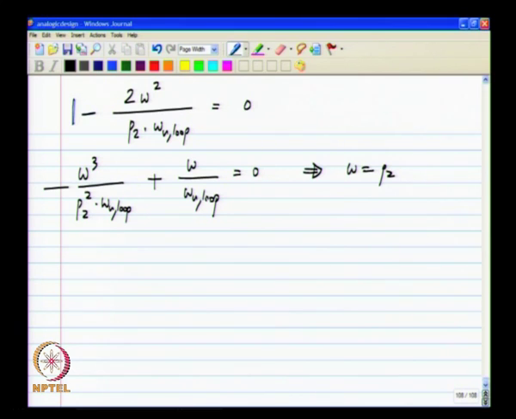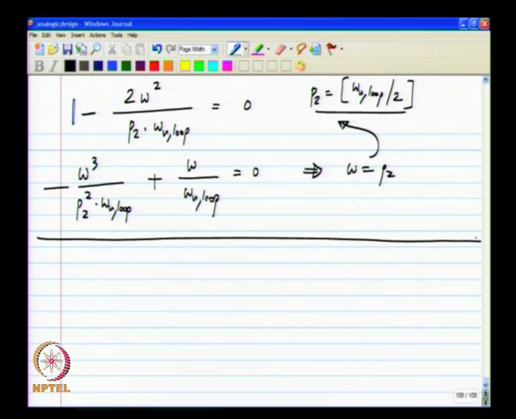And if you substitute it here, substituting this in the first equation you will get p 2 to be omega u loop divided by 2 for the condition to hold.